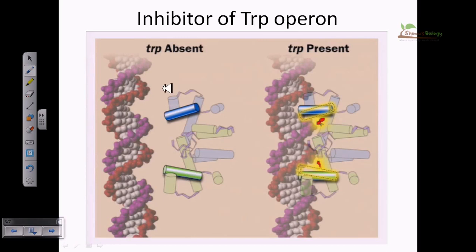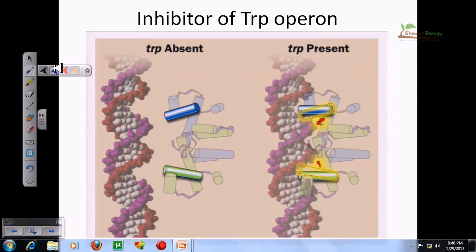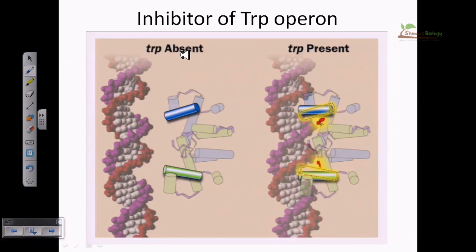Now in this case we will be seeing the inhibitors of the tryptophan operon. We have seen in previous cases it's a dimer, right? So you can see the dimer, one in blue and the other in green. Now in the previous case, when tryptophan is absent, this repressor protein is always present inside the cell, but in those cases when there is no tryptophan, these proteins are not activated. So the conformation is such that the angle between these proteins is placed in such a way that they cannot bind with the DNA major grooves and cannot block the area for RNA polymerase binding, right?